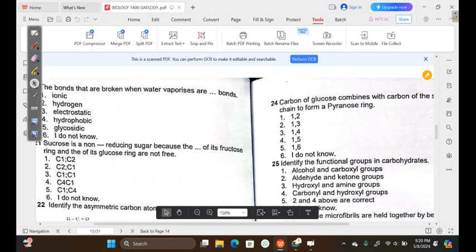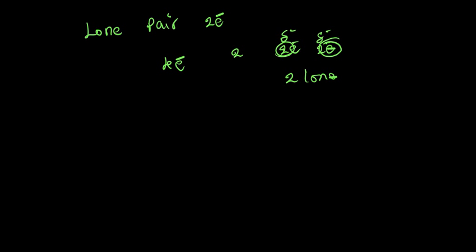So maybe let's look at one or two questions on carbohydrates. You have covered carbohydrates, right? Okay, so let's look at that.